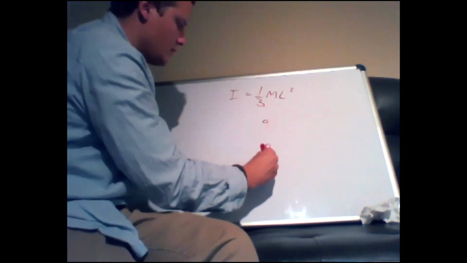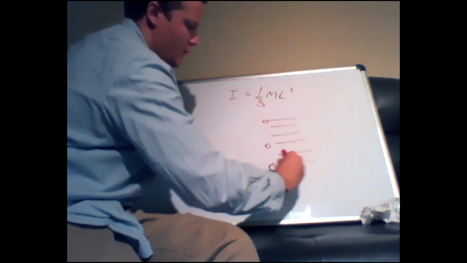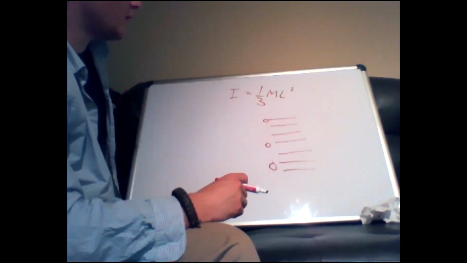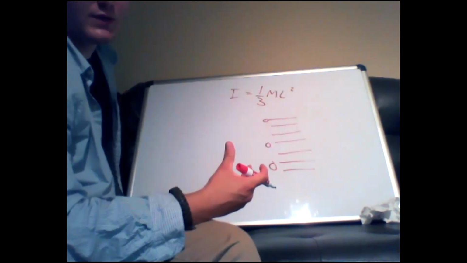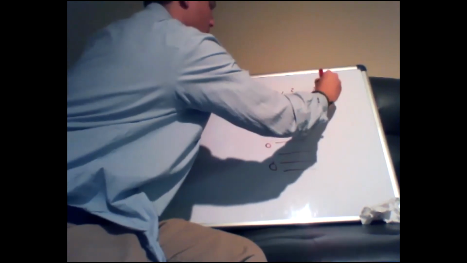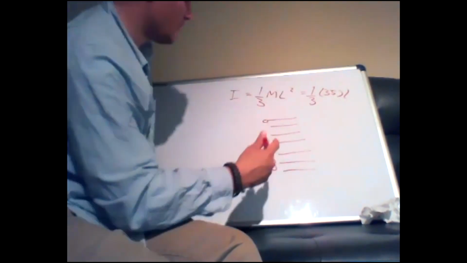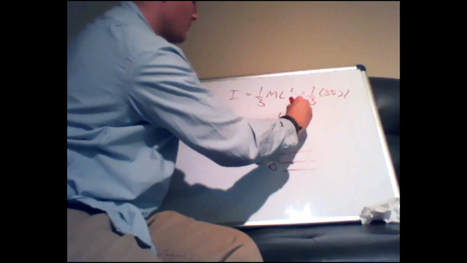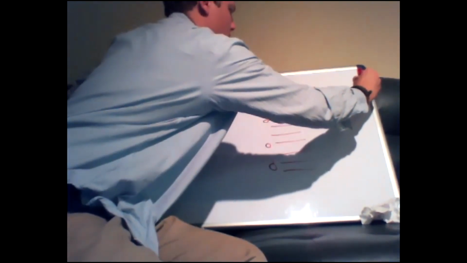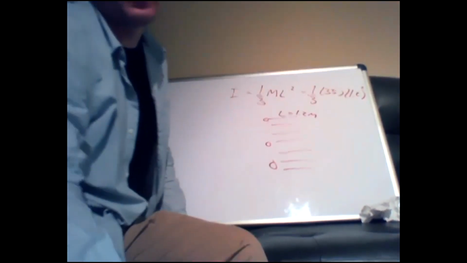So let me just draw a little picture here. The length still remains the same, and the radius is negligible. So really all we have to take into account is the total mass, which is 35 kilograms. And so when we plug that into our formula, it's just 1/3 times 35 times the length squared. Well, what is the length? The door is 1.2 meters wide. So this length right here is 1.2 meters, and so that's 1.2 squared. Multiply that out, and that's your moment of inertia.